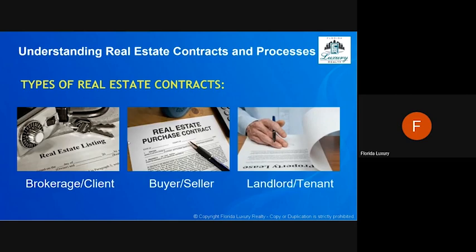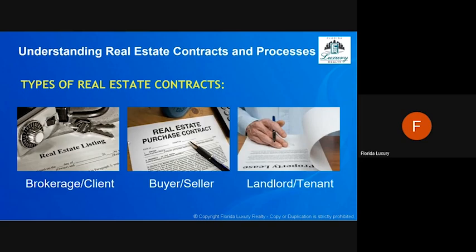So there are 3 types of real estate contracts: a broker-client, a buyer-seller, and a landlord-tenant. Now, the landlord-tenant we don't do a ton with. Unless you're a certified property manager, we don't really deal with landlord-tenant. Buyer-seller is what we're talking about normally, our as-is contract.